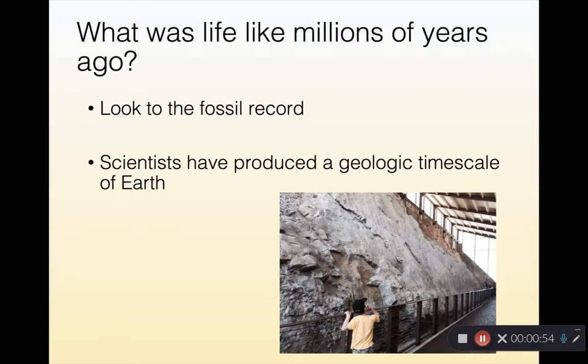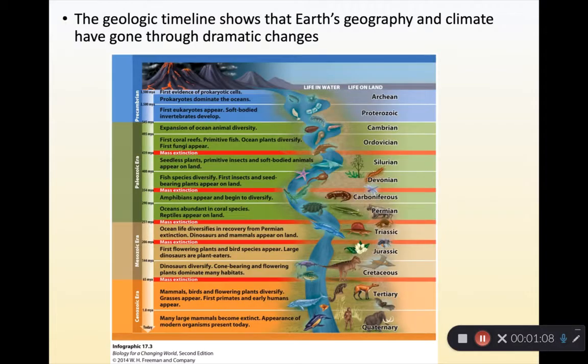The fossil record is not just a way for us to understand what life was like, but it's also a way for us to understand a timeline of how life happened on Earth. And so, in your book, you've probably encountered this before in other science classes, but what we're going to be doing in this class is understanding how this development of biology on Earth has implications to the biology that we study today. So keep that in mind as we're going through the next few slides.